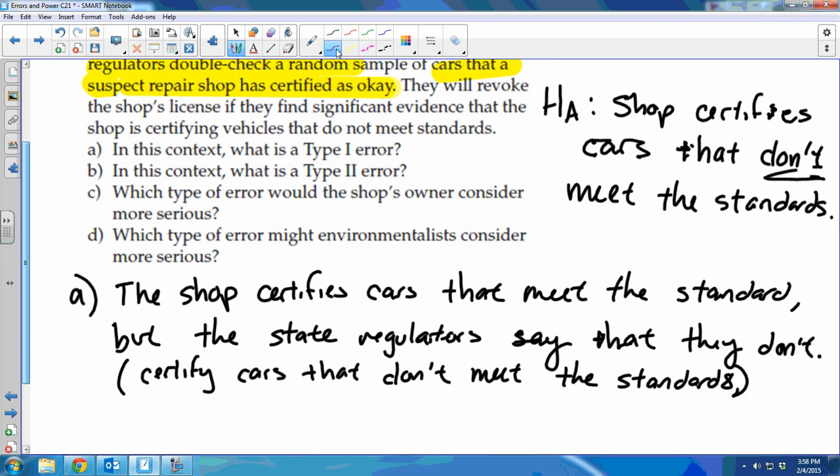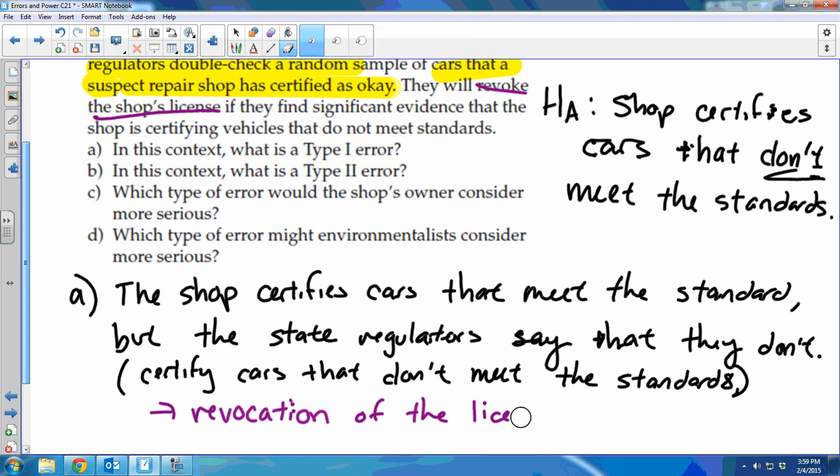And that ends up, it said in the question, they will revoke the shop's license. So that was going to lead to the revocation of the license. That means they're going to lose this part of their business. They won't be able to charge people to check their cars. Okay?